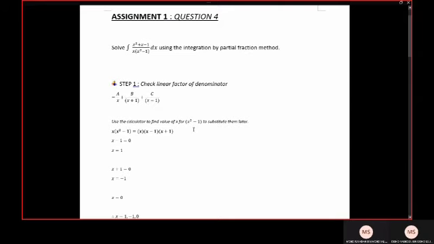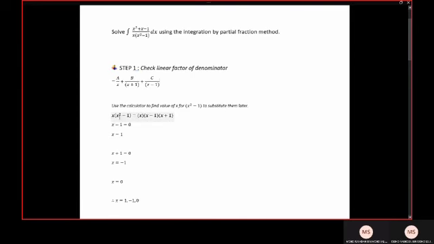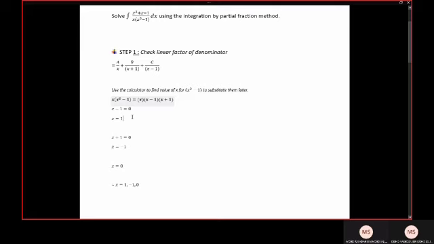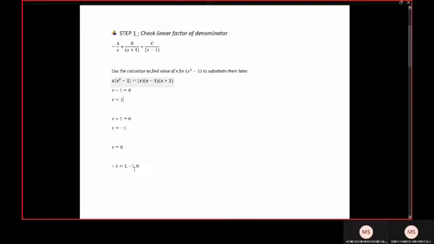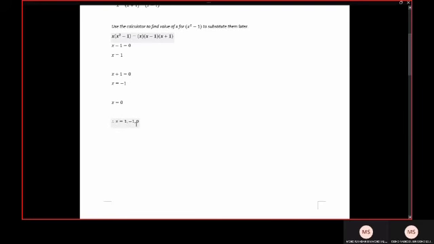Okay, so before proceeding to the next step, we have to use the calculator to find the value of x to substitute them later. When we press this into the calculator, we will get s equals 1, and also s equals -1, which represents this. So we can find the value by putting the numbers on the right hand side and also the x on the left hand side. So we got x equals 1, equals -1, and also equals 0. So we have three values of x here: 1, -1, and 0.